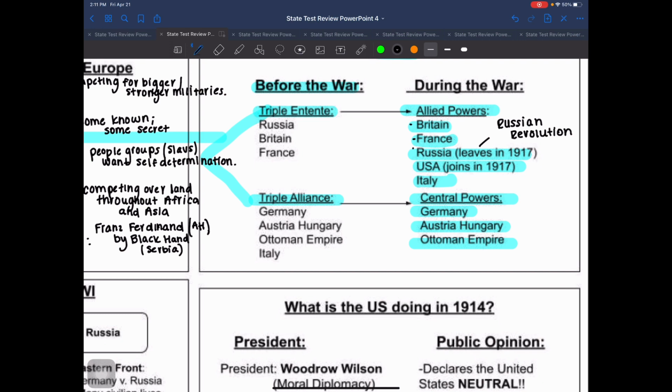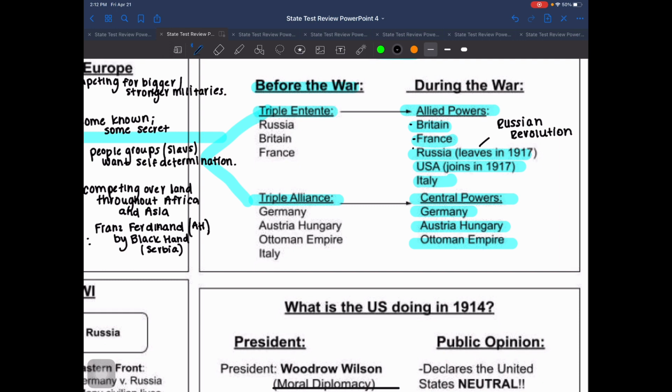And then after Russia leaves, the United States, because of their own set of problems, winds up joining. But one of the reasons why we also join is because when Russia backs out, because of Woodrow Wilson's moral diplomacy, we can now feel better about joining this alliance.